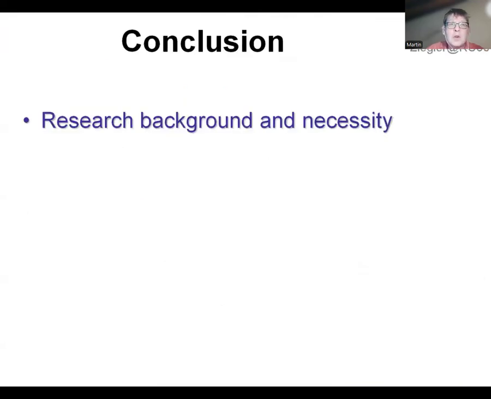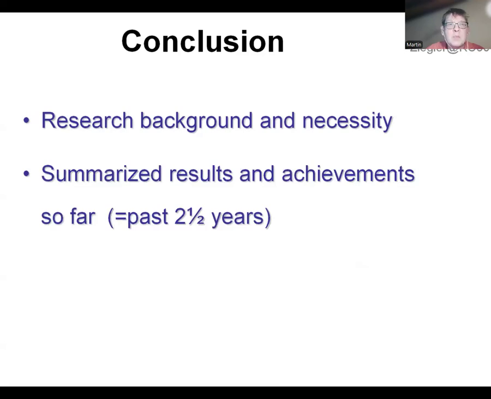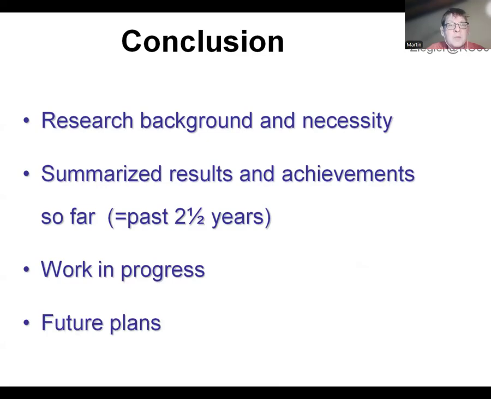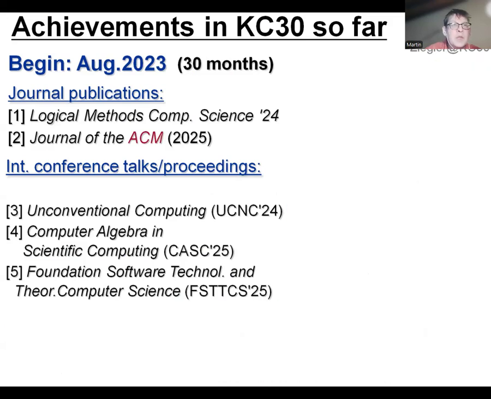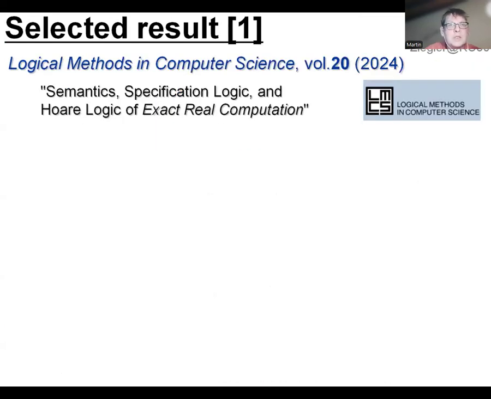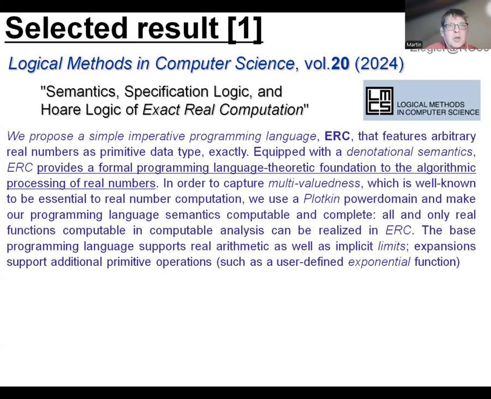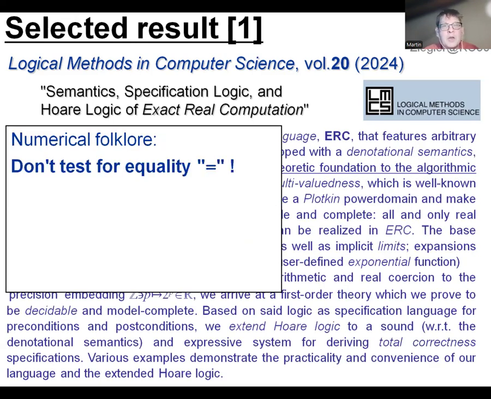So to conclude, I've talked about research background, I've summarized results and achievements so far, work in progress, and future plans. And if time permits, then let me now elaborate on the 5 important publications we have achieved. So first is in the journal Logical Methods in Computer Science. Here we develop semantics and specification logic of this paradigm, exact real computation. Let me skip over the abstract and illustrate the gist or the motivation.